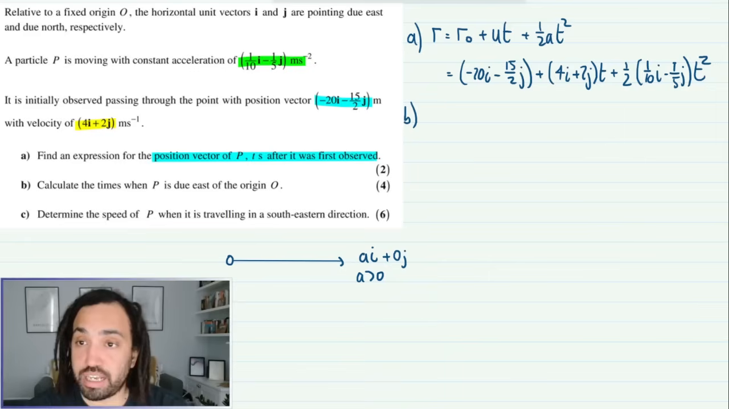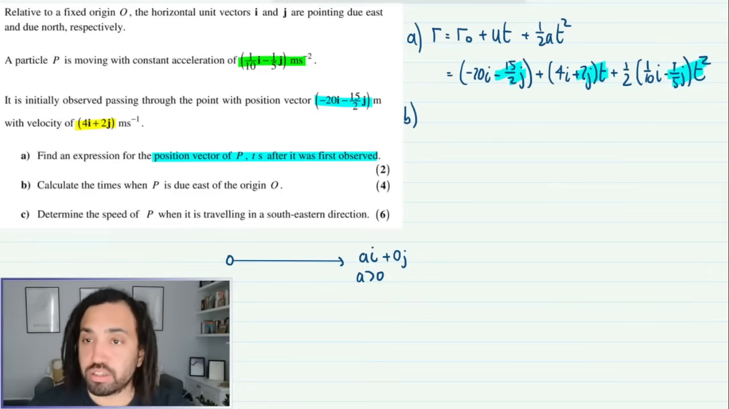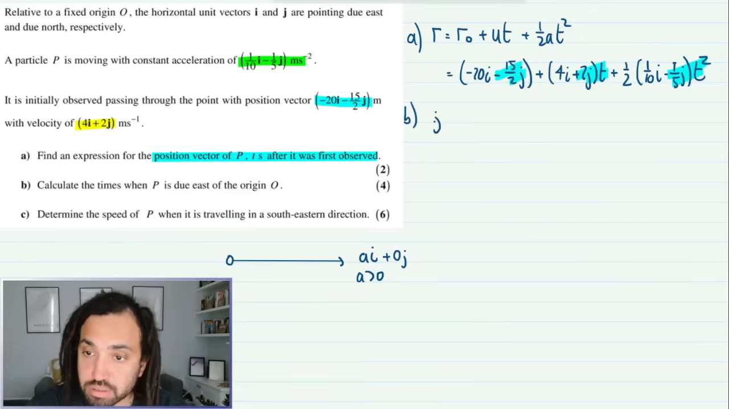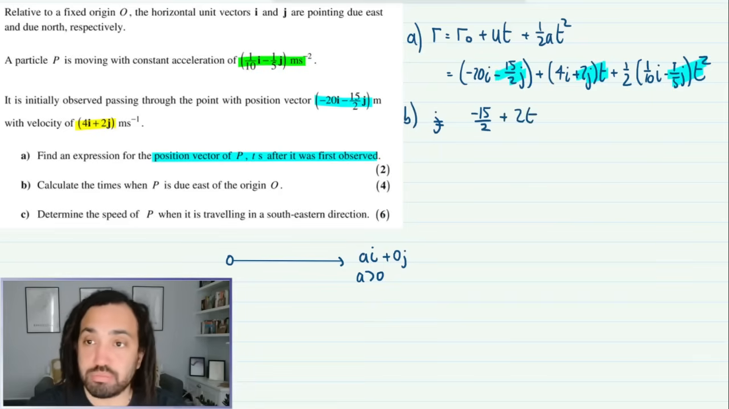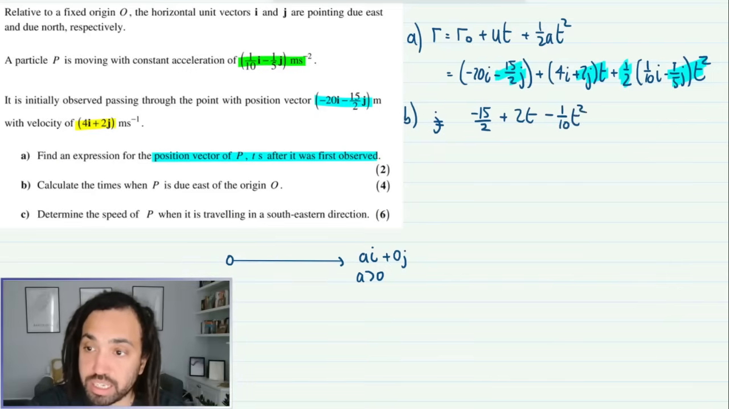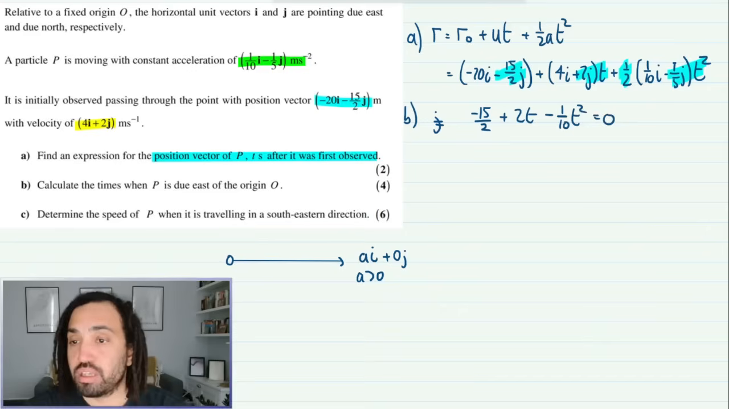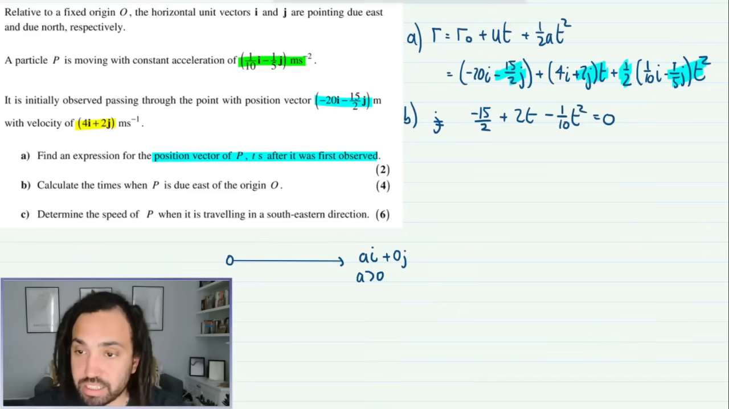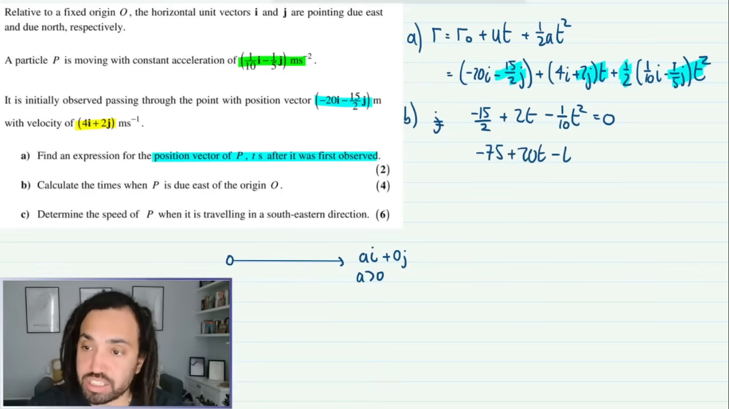Okay, so let's look then at the j components first. So we have minus 15 over 2, plus 2t. I forgot to add the half, which is obviously going to be part of the j component as well. So that's a total of minus 1/10 t squared, and we want that to equal 0. Let's multiply through by 10. That gives me minus 75 plus 20t minus t squared equals 0.